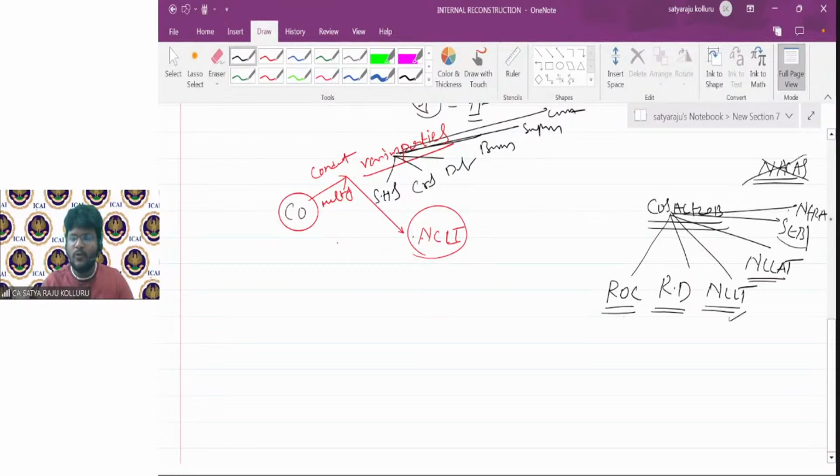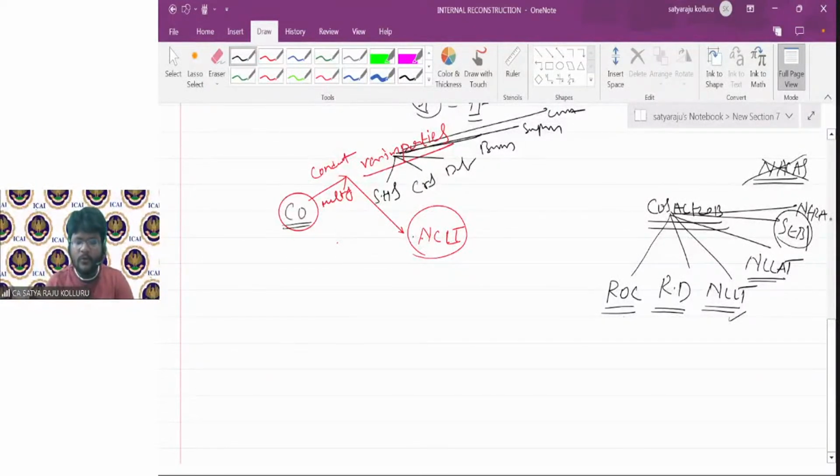SEBI regulates the provisions related to all that, but it is particular to listed companies. There is no need for unlisted enterprises or unlisted companies to follow SEBI regulations. I already told you things related to NFRA somewhat. So all these are the regulators.